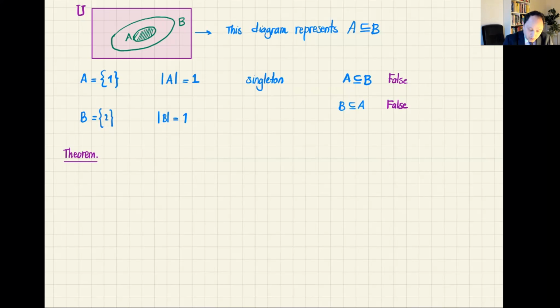There are many different parts for this. So let me write part 1. Every set is a subset of itself.